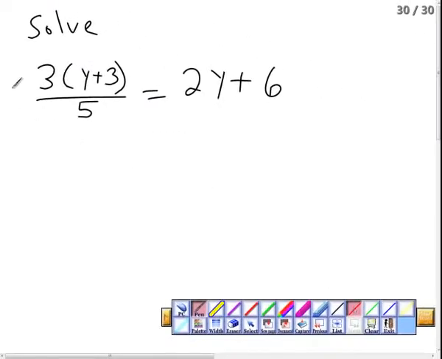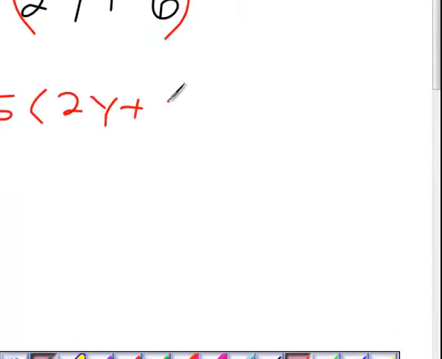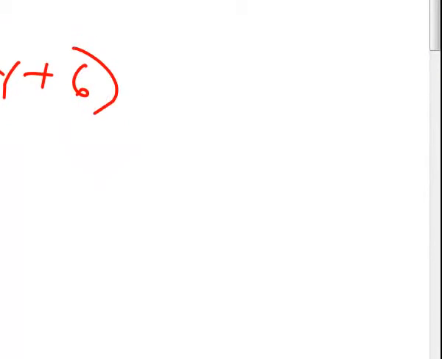Okay, so you should have multiplied 5, but before you multiply 5 on the right side, you should have put parentheses there, because you've got to multiply everything. So the 5's cancel here, and we get 3 parentheses y plus 3, and then 5 parentheses 2y plus 6. So how did we do with that so far? Yep. That's a common error. That's why I did it like that. Okay, keep going. So fix your error if you made that, and then keep going.